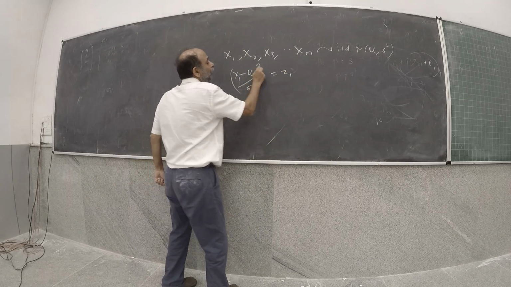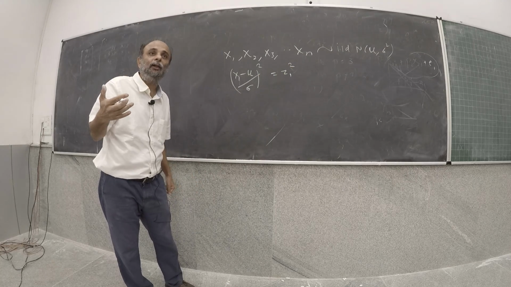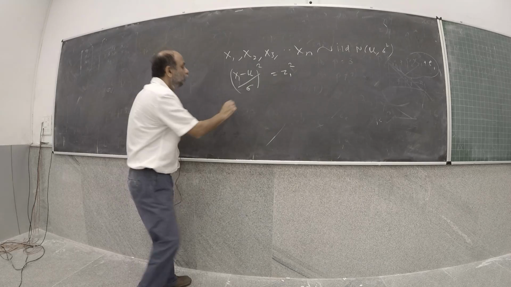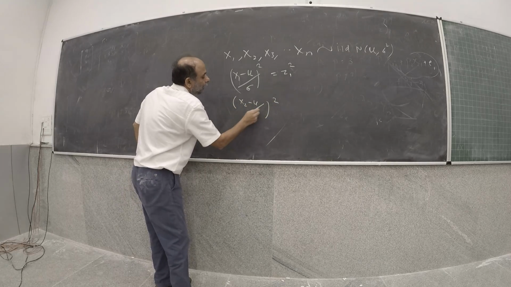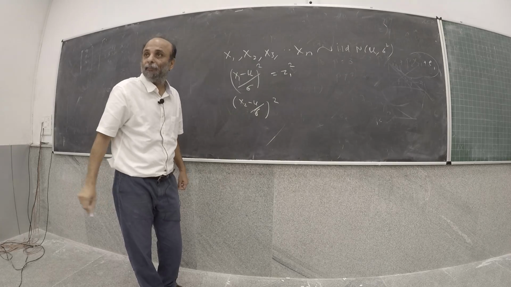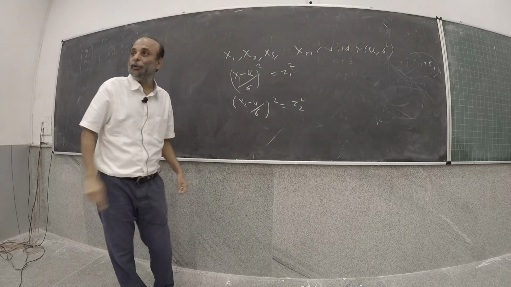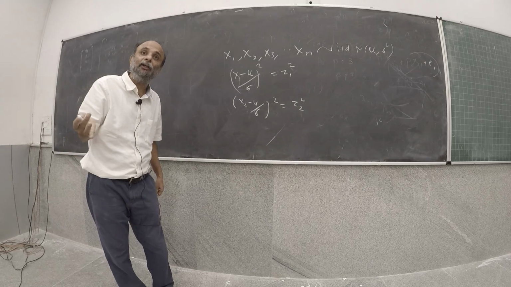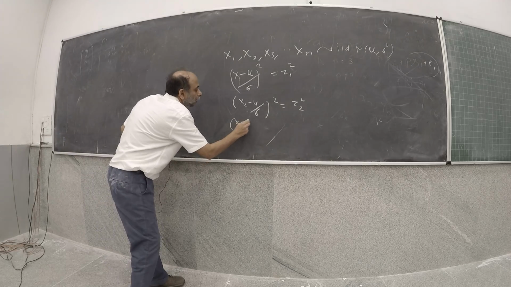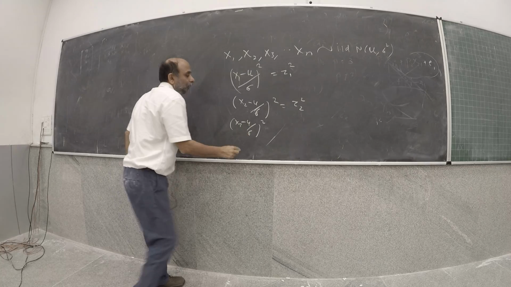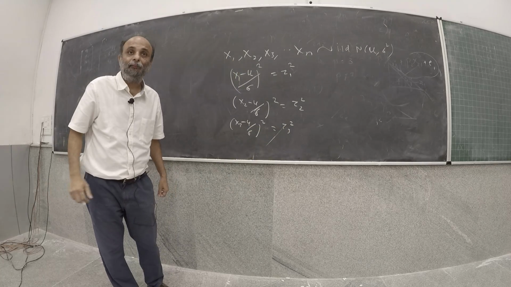Think of the square of this. This is a square of a standard normal, right? So think of x2 minus mu by sigma, squared. Let us call this z2 square. This is also a standard normal square, right? Think of x3 minus mu by sigma, squared. This is also standard normal square.